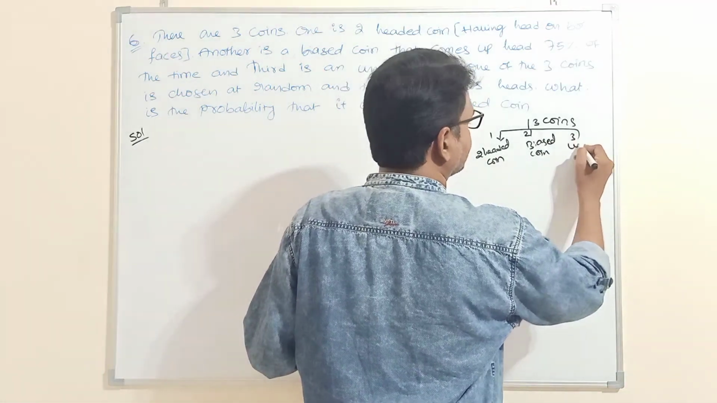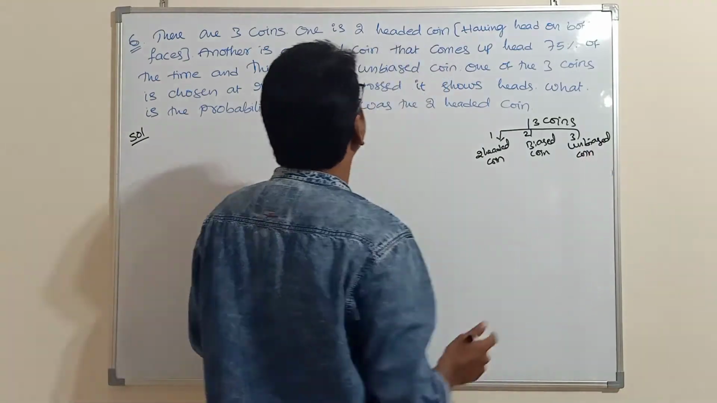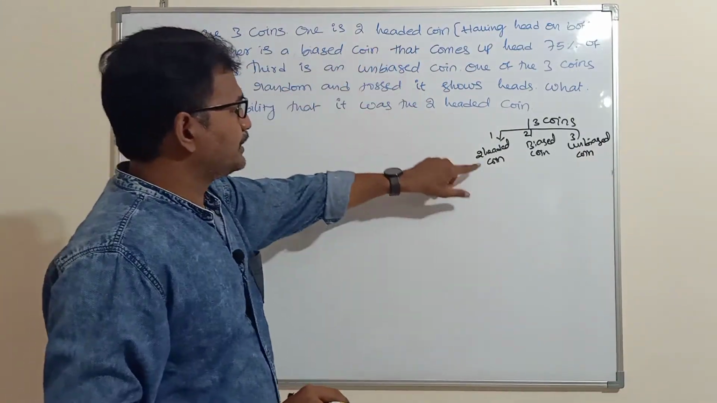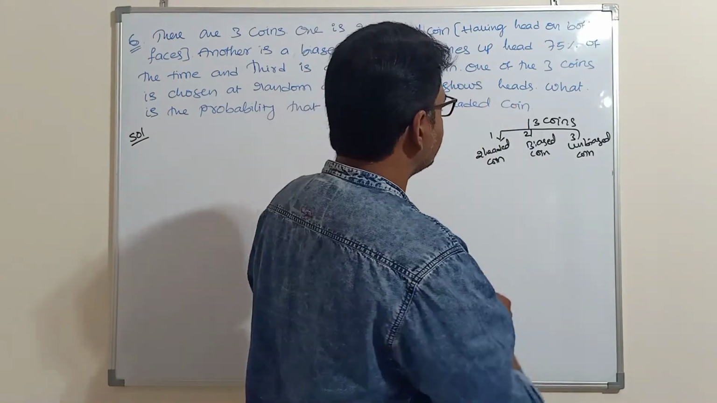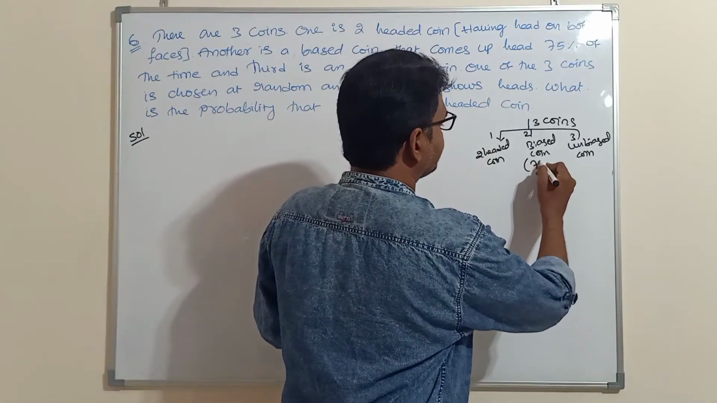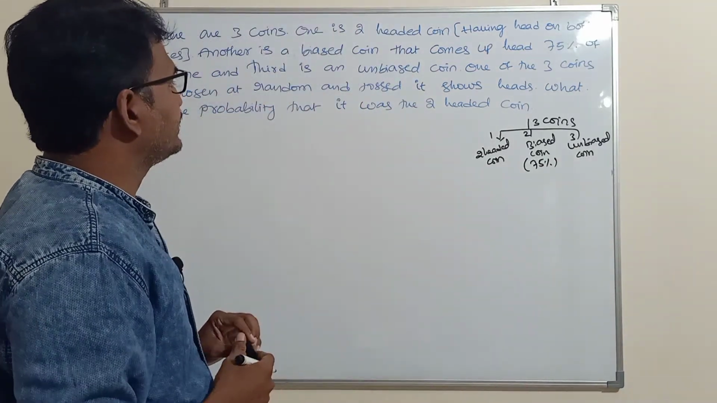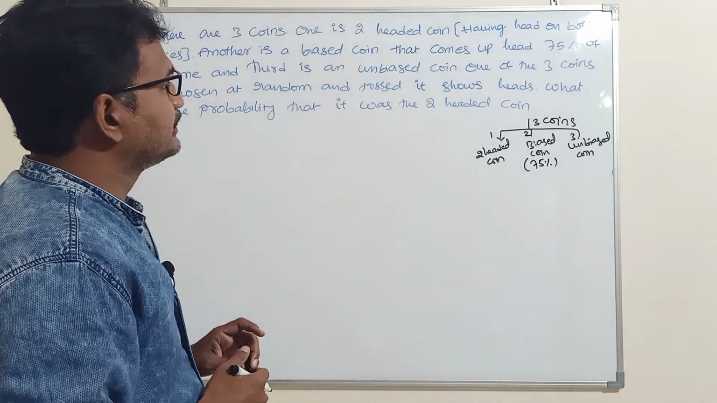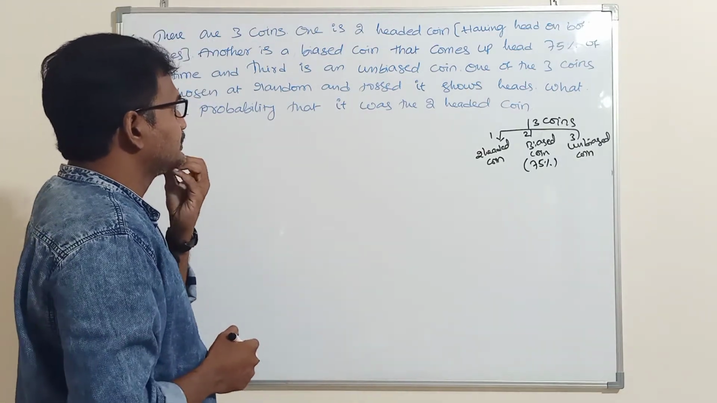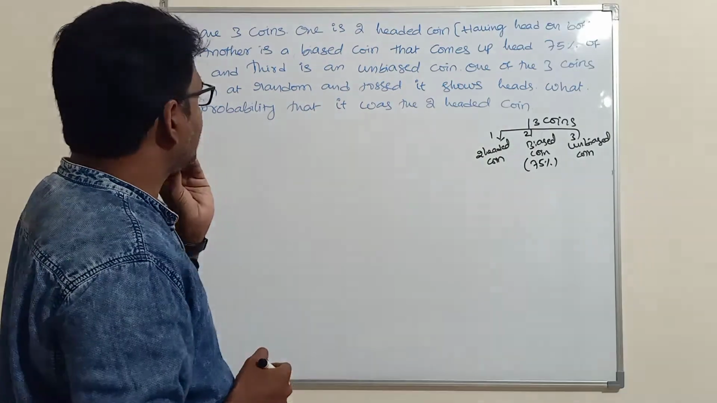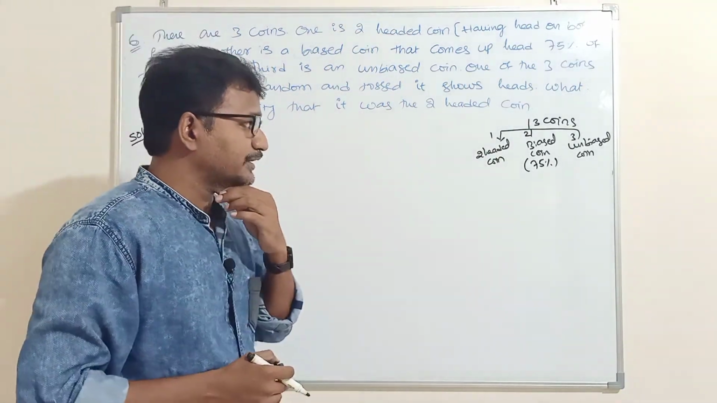Third one is an unbiased coin. Now there are three coins. One is a two-headed coin. The second is a biased coin that comes up heads 75% of the time. And the third coin is an unbiased coin. One of the three coins is chosen at random and tossed, and it shows heads. What is the probability that it was the two-headed coin?